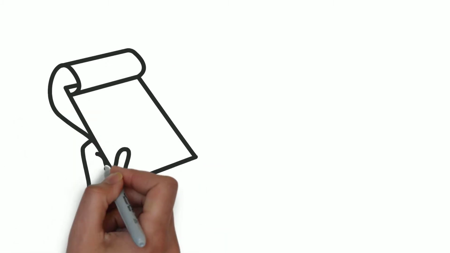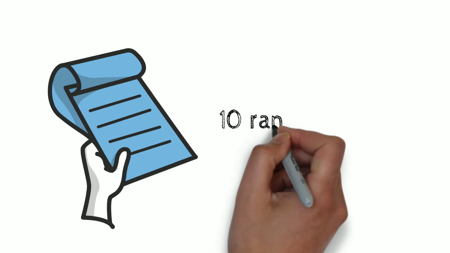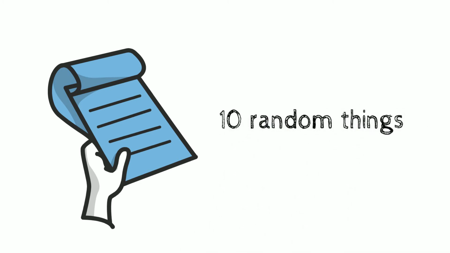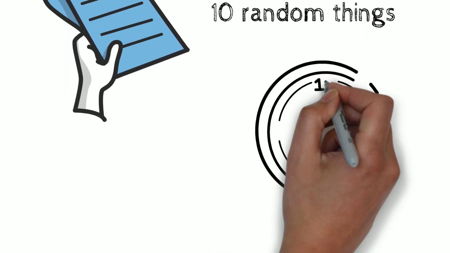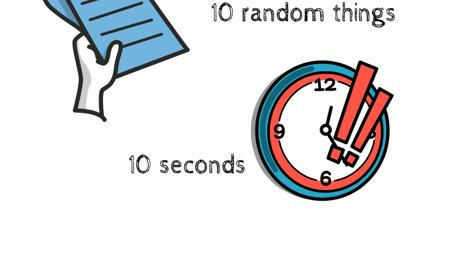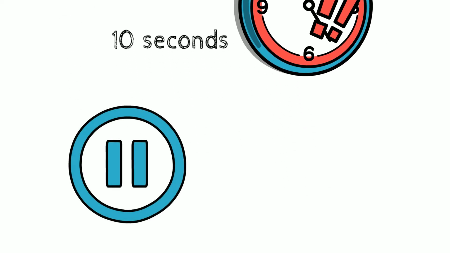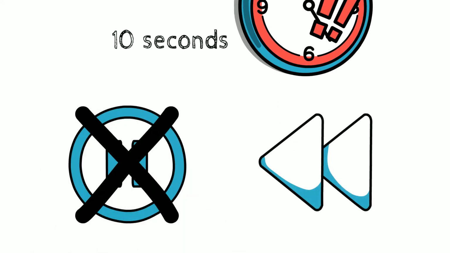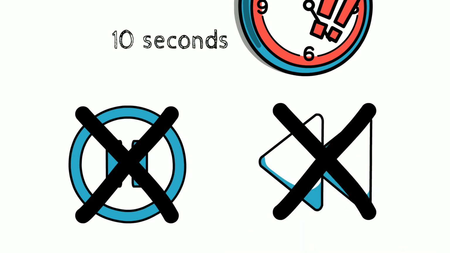In a moment, I'll reveal to you a list of 10 random things, and you have the challenge of memorizing them fast. You'll have a quick look at them, 10 seconds in fact, and afterwards, I'll fade them out so that you can try to remember them from memory. Don't pause or rewind this bit, because that's cheating. Engage your memory and see if you can memorize the 10 things in order.